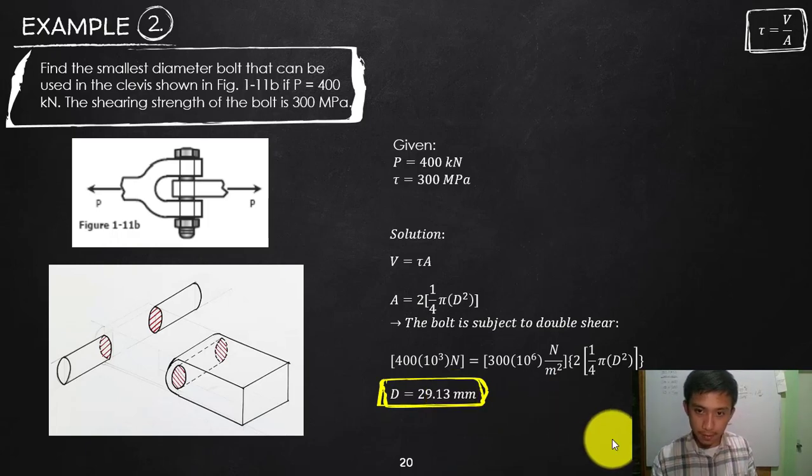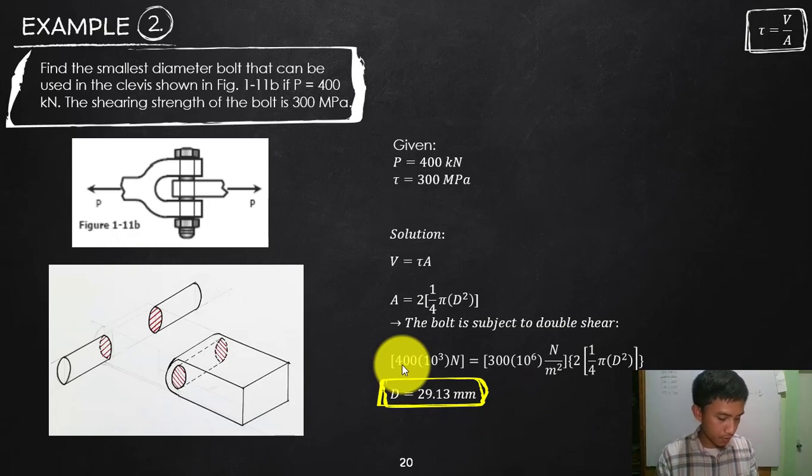Let's try to check again. We have here 400 times 10 raised to 3. Cross multiply 2 times 2. And below you will have 300 times 10 raised to 6. Cross multiply is pi. Again, get the square root of that, and then times 1000. Okay, that is in meter, and then times 1000. So 29.1346, or 29.13. So do not forget to multiply, since that is meter squared.